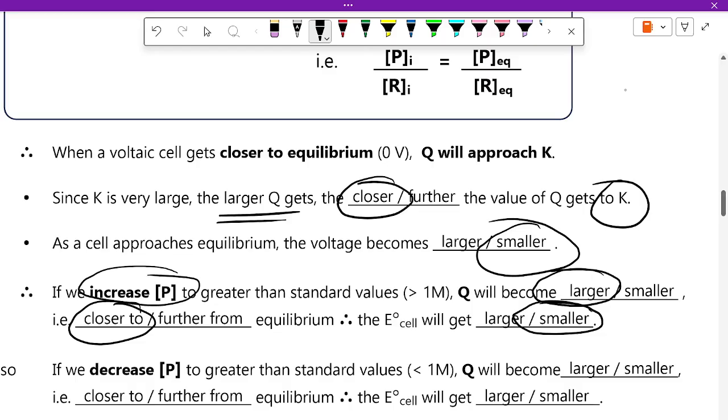If we decrease the concentration of a product, what's going to happen to Q? Q is going to get smaller. And remember, K is big. So are we getting closer to or further from equilibrium? We're getting further from equilibrium, and the E naught cell will get larger.